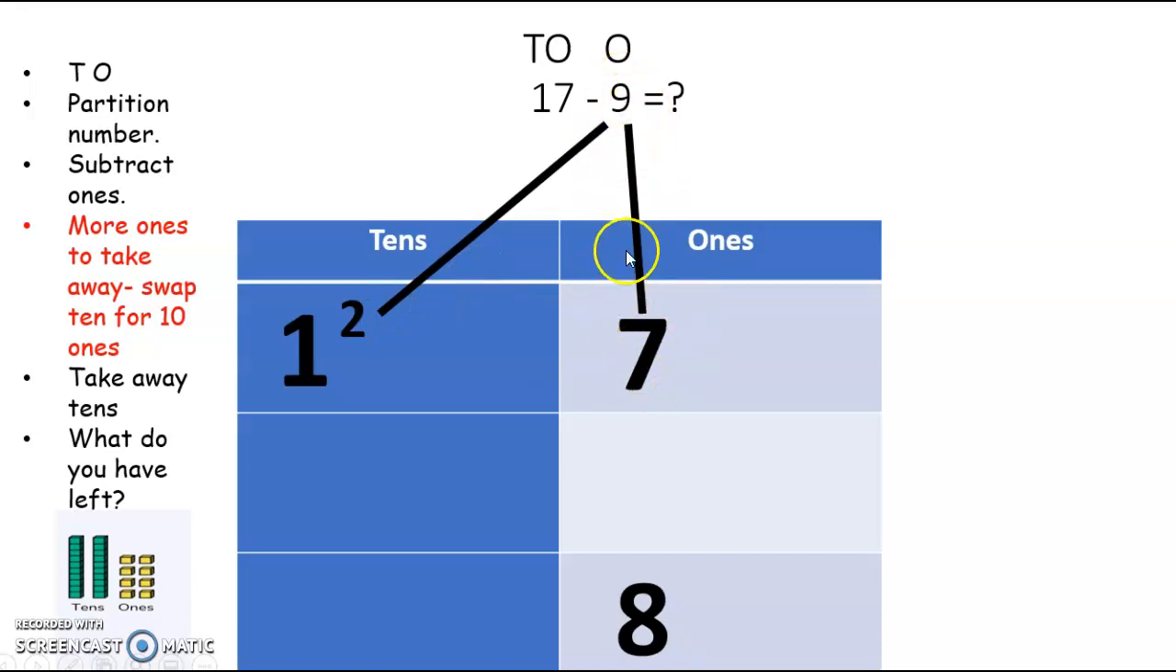When we take away the 9 from the 17, we can take away the 7 first because we've made the 10. Then we're taking away the other 2. 17 take away 9 equals 8.